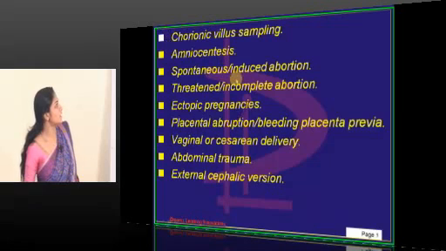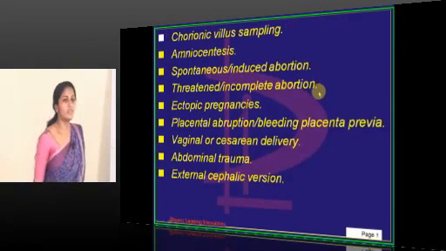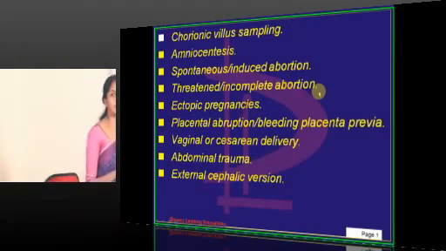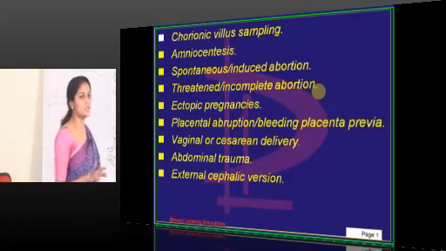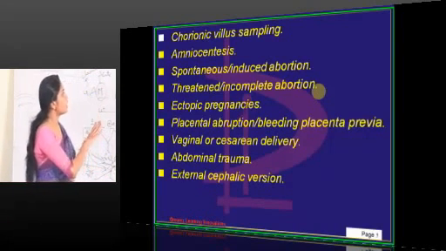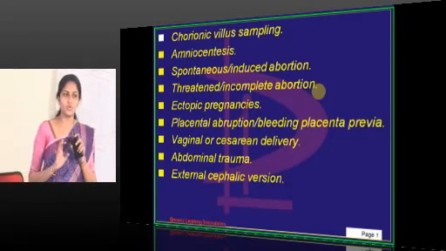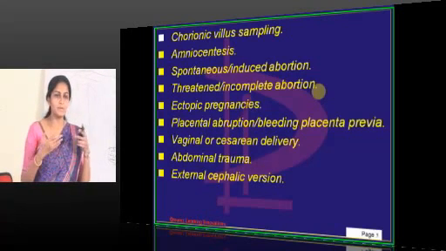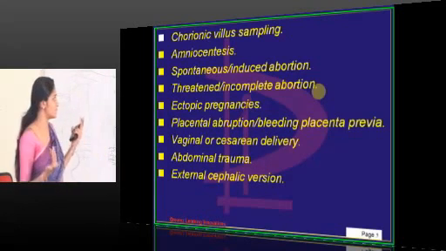Okay, so what are all the things which are going to cause this? Whenever you do any procedure in an Rh negative pregnancy, we should be very careful. So what are the procedures? Any procedure which is going to cause bleeding. Why? Because maternofetal transfusion can occur in these procedures.